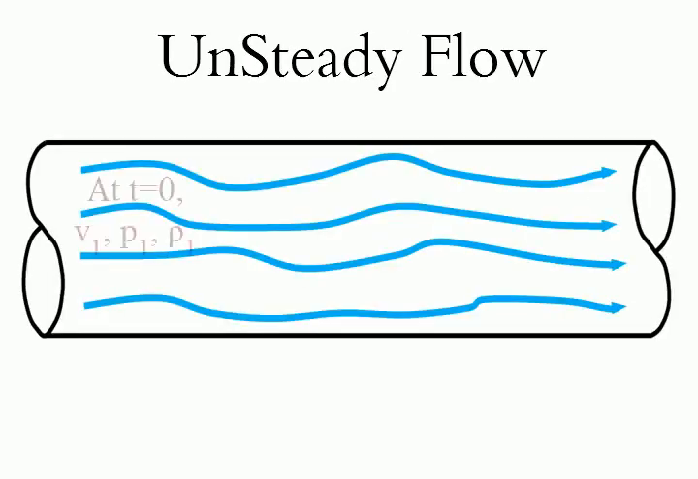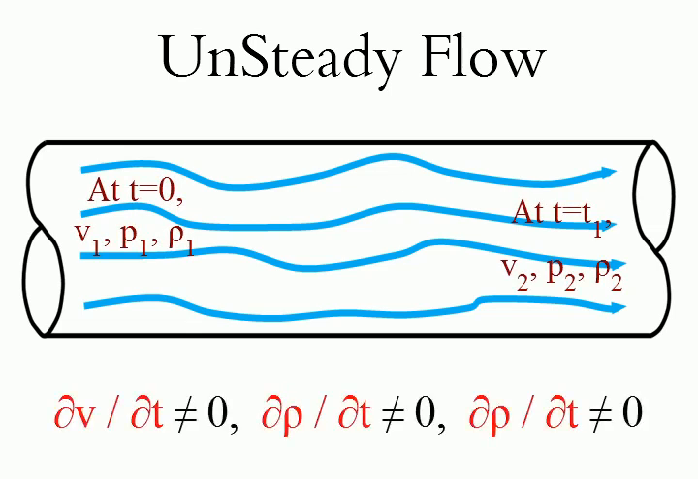The flow in which fluid characteristics like velocity, pressure, density etc. at a point change with time is called unsteady flow. For example, flow of water with varying discharge through a pipeline is unsteady flow.